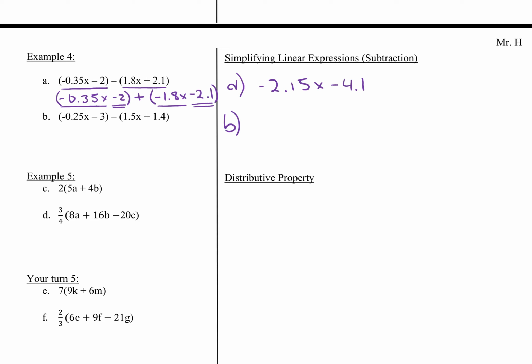Okay, let's recap. The first thing you should have done is rewritten your expression as an addition statement. The first part stays the same. Change the subtraction to addition, and then change the sign of everything after it. Now we can combine our like terms. Negative 0.25x and negative 1.5x make negative 1.75x. Minus 3 and minus 1.4 make minus 4.4.